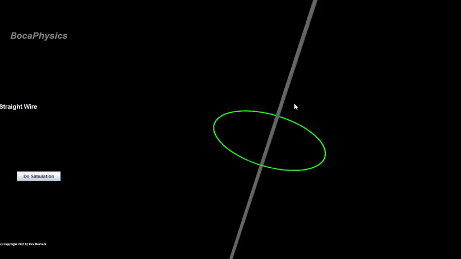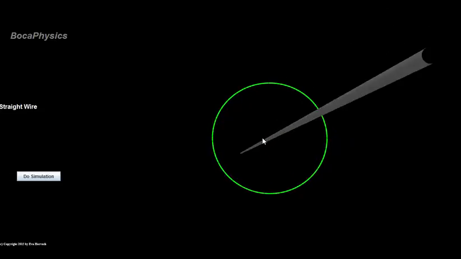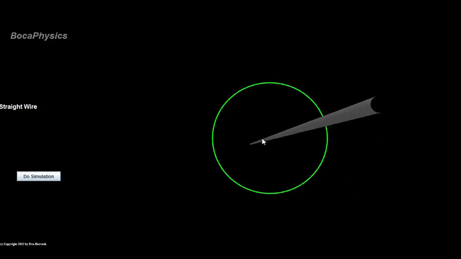Similarly, if we assume that the current is flowing in a downwards direction, then the magnetic field will be in a clockwise direction. By symmetry, the magnetic field has the same magnitude at all points equidistant from the wire, and the magnetic field line forms a circle.